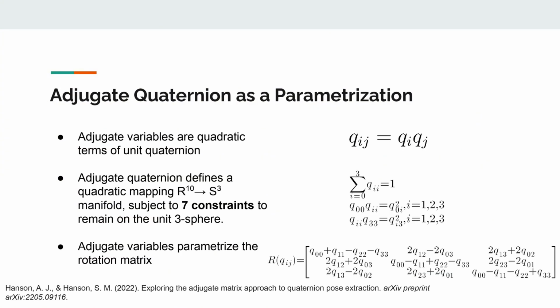Next, we introduce the algebraic framework at the core of our method, the adjugate Quaternion, originally developed by Dr. Andrew Hansen. Adjugate variables are quadratic terms of the unit Quaternion, defining a quadratic mapping from R10 to the S3 manifold. Like the unit Quaternion, they require constraints to remain on the 3-sphere, but in this case, a total of 7 additional constraints are needed, as shown on the left. In our method, we use these adjugate variables as a parameterization for the rotation matrix.